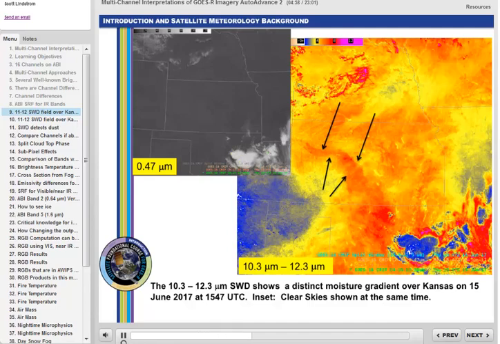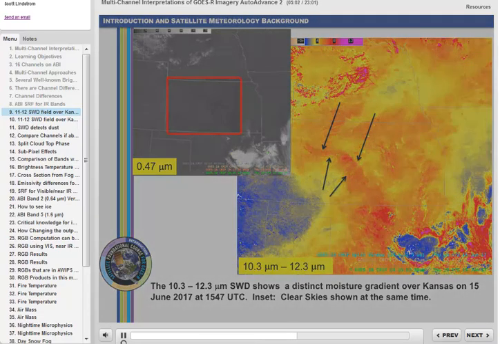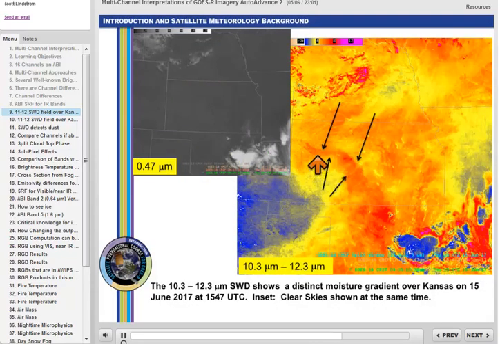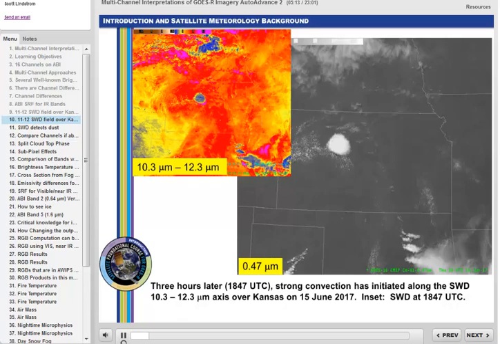But in this case over Kansas from June 2017, the split window difference is highlighting a tongue of moisture in clear skies. Moisture is concentrated in a small region. This is where you might expect convection to develop, where moisture is most plentiful. And 3 hours later, strong convection that would later produce significant hail has developed along the axis of moisture.